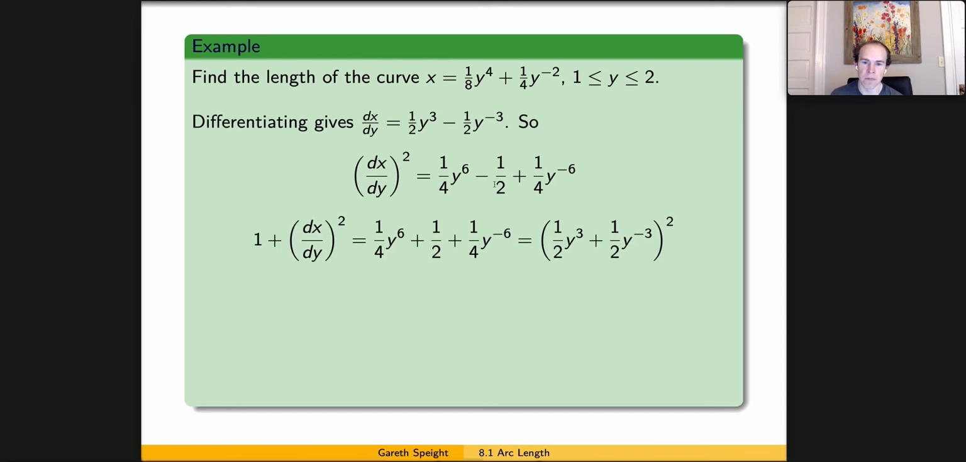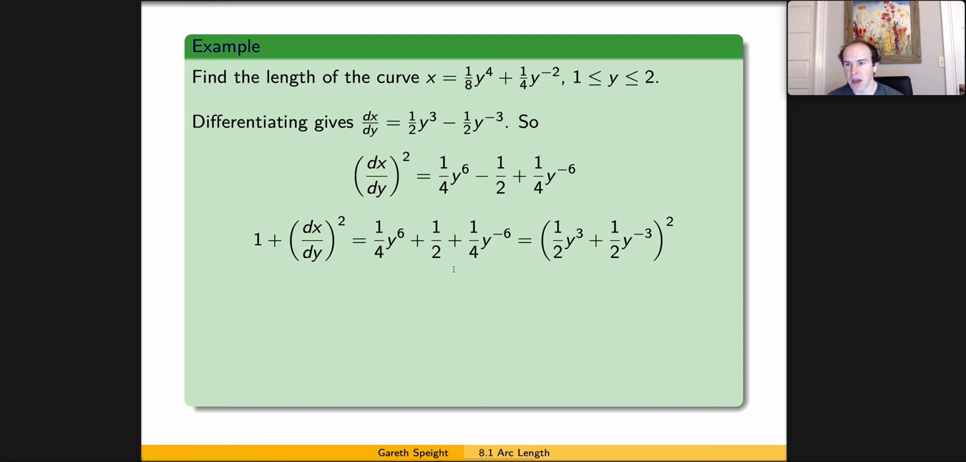So if we add 1, we started with a constant of minus a half. If we add 1, we end up with a constant of plus 1/2. So we have 1 over 4 y to the 6 plus a half from adding 1, plus the same 1 over 4 y to the minus 6. And now we need to take the square root of this. And this is a huge pain if we don't see a trick here, because integrating the square root of this looks really tough, especially because, as we remember, the square root of a sum is not the sum of the square roots. So we can't take the square root of each piece separately.